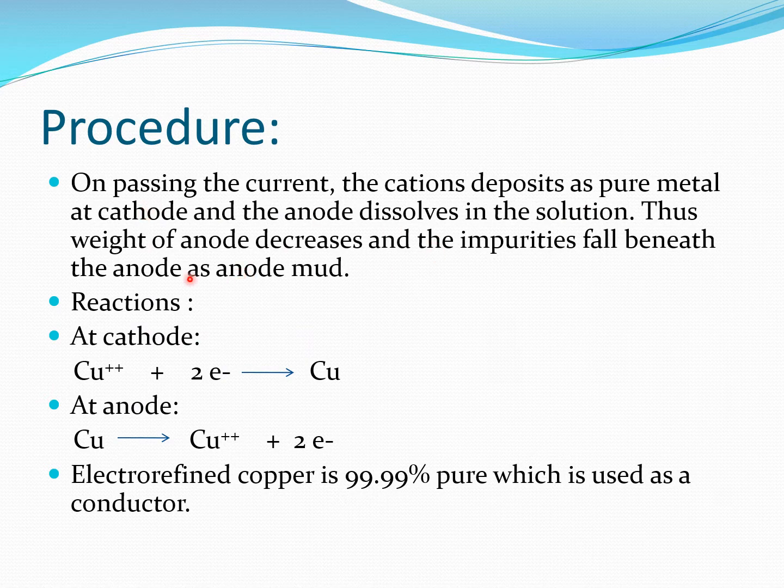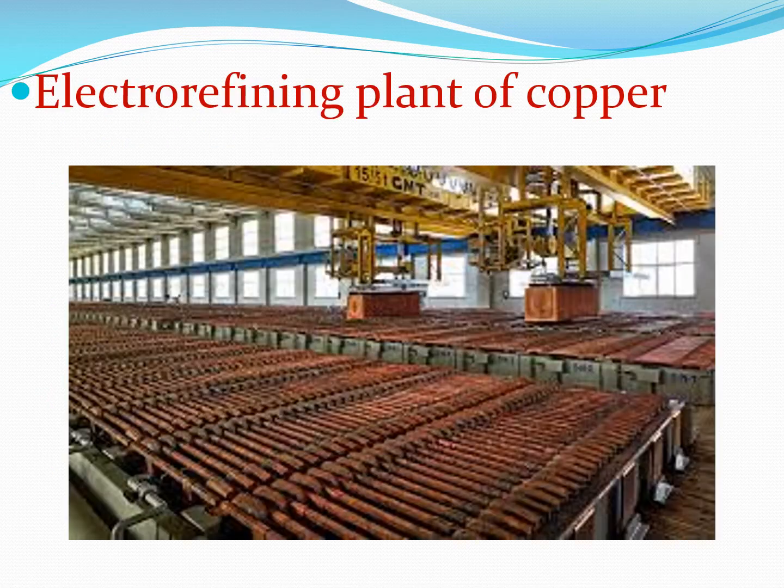As I have already explained, reaction at cathode is a reduction reaction, copper ions from the solution gain the electrons and get deposited in the form of copper atoms at the cathode. At anode, the impure copper bar continues to dissolve. It continuously passes the copper ions in the solution by the loss of electrons. And that copper, which is obtained by electro-refining process, is almost 99.99% pure, which is used as conductor.